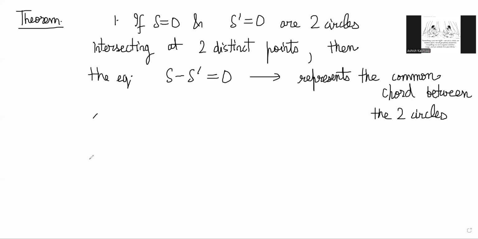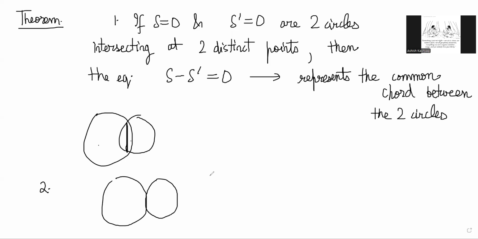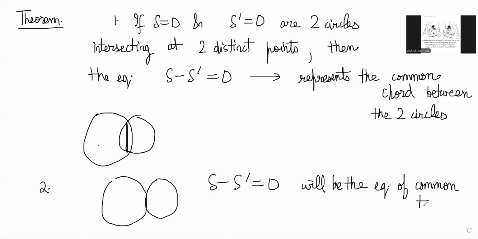So if the circles are already intersecting, then to find the equation of the common chord, you just have to subtract the two equations, as long as you make sure that you subtract in such a way that the x square and y square terms get cancelled out, right? Now, the second case: if the circles are touching and not intersecting, in that case S minus S dash equals 0 will be the equation of the common tangent. So common chord and common tangent in these two cases are very easy. Just subtract the two circle equations, right? So that is the first thing to remember.